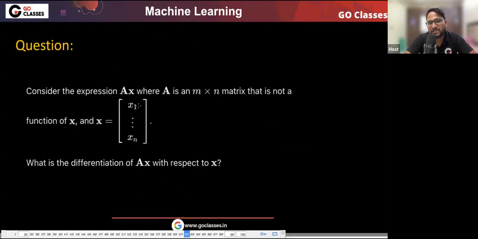So let's just see this. Consider this as an expression. This is a vector or a scalar. This is Ax. Ax is a vector, right? Ax is always a vector, which is a linear combination of columns of A. Now what they are saying is, differentiate this vector with respect to x. Differentiate this vector with respect to another vector x, right? Okay, let's just try doing it.